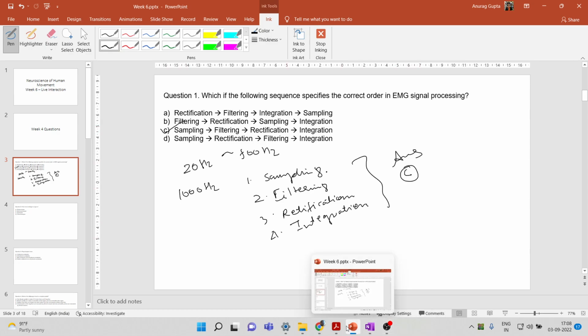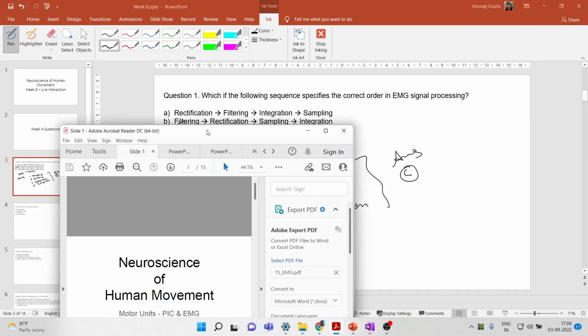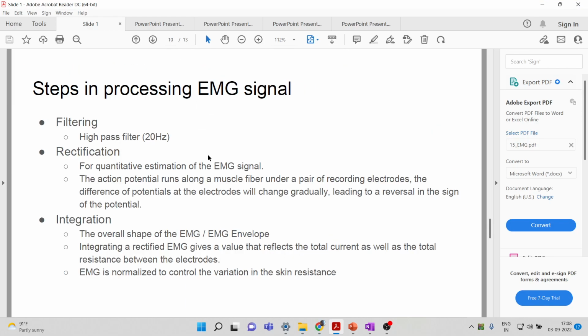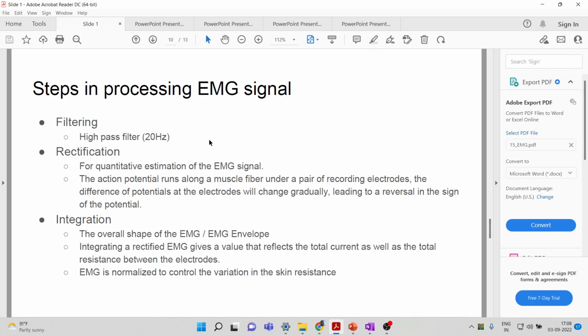So let's have a look at the slides as well. What is there in the slide? So we can see that there are various kinds of EMG. There's surface EMG, there's needle EMG. So we can see here that this is how the EMG signals are processed. First there is filtering, then there is rectification, and then there is integration. But even before filtering, we need to get the data. So we need to sample it. So these are the steps.